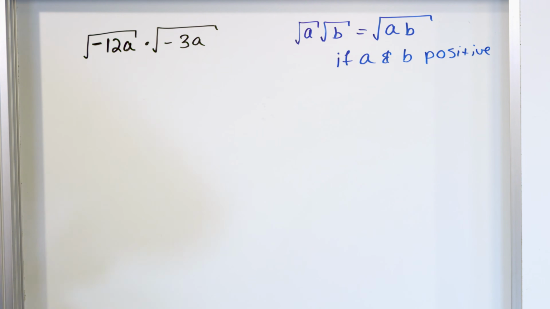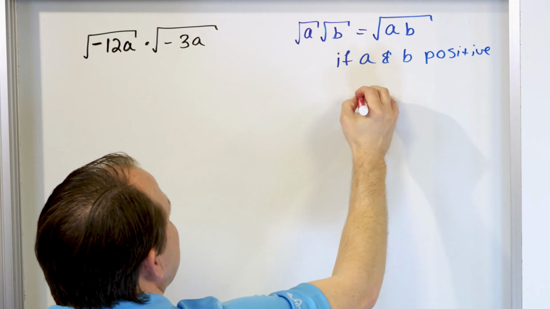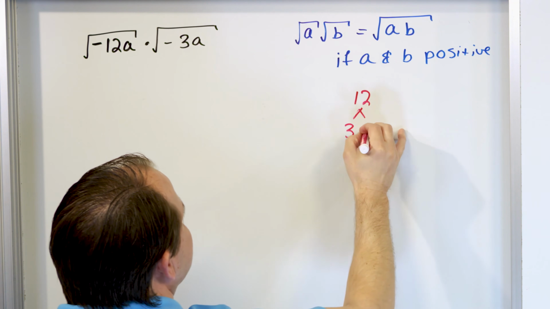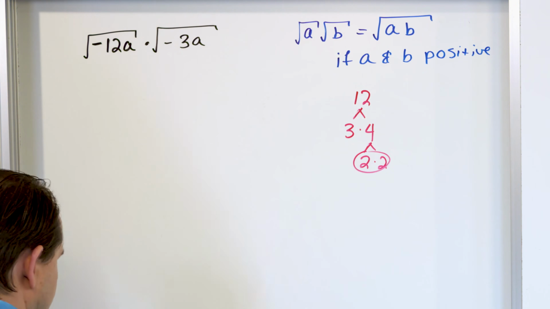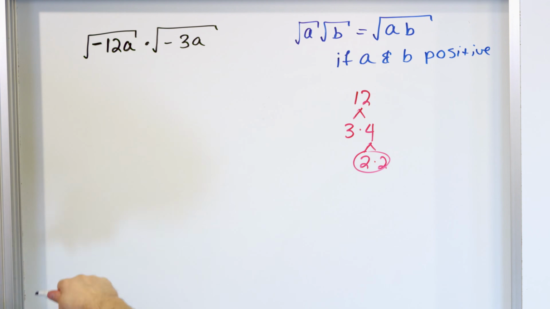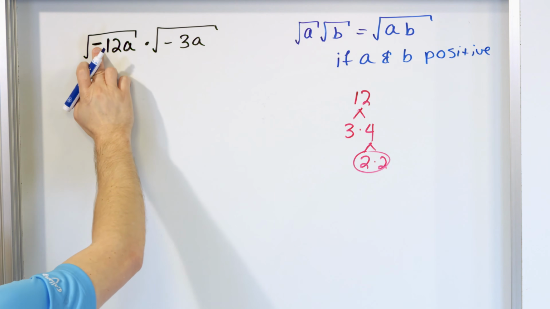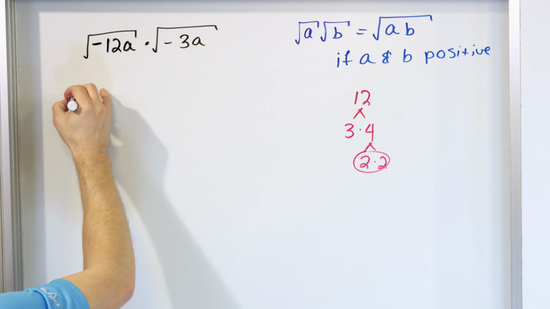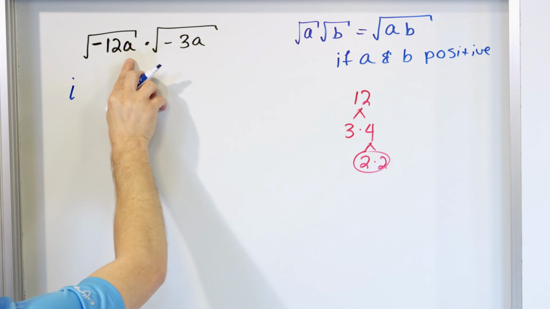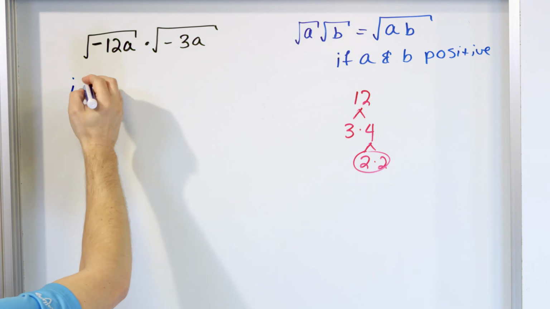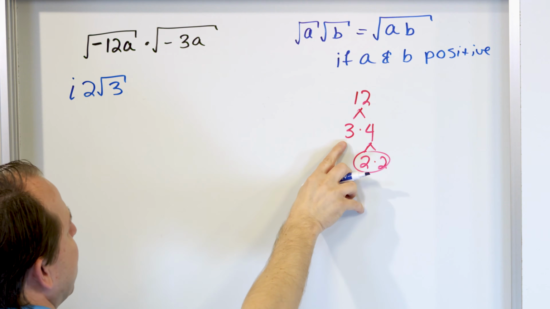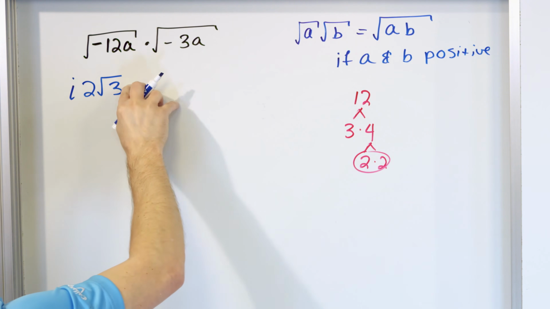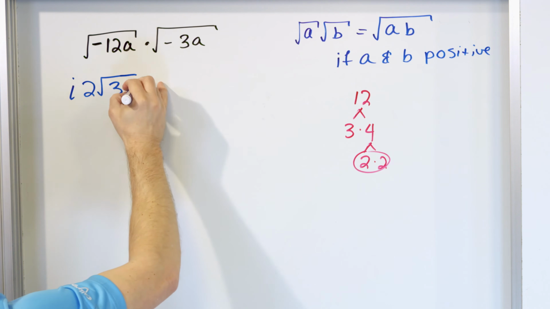If you want to do that, then what you should do is go over and figure out what the square root of 12 is. And we've done that many times. We know that that's 3 times 4, and that's 2 times 2. So we circle this, right? So then what you have is, because it's a negative, the square root of negative comes out as i, and the square root of 12 is going to be 2 times the square root of 3 because 2 comes out and you have the square root of 3. However, you still have an a under the radical, so really it's 2 times the square root of 3a.